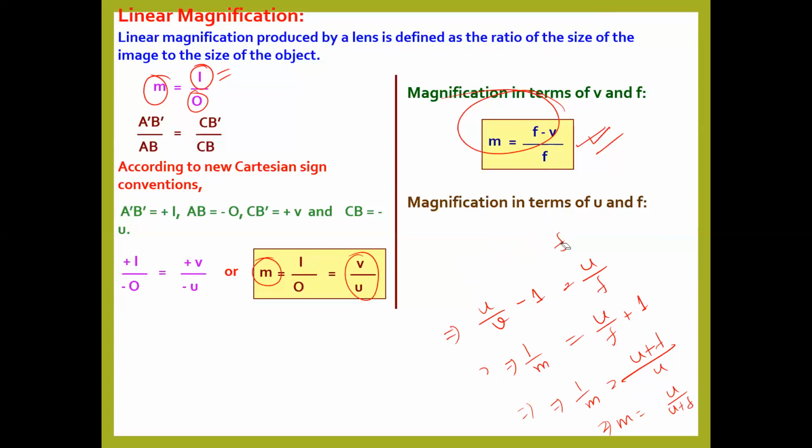So magnification M can be expressed in various ways. It can be written as V by U, or F minus V by F, or F by F minus U. There may be some errors, that is why it is coming like this.